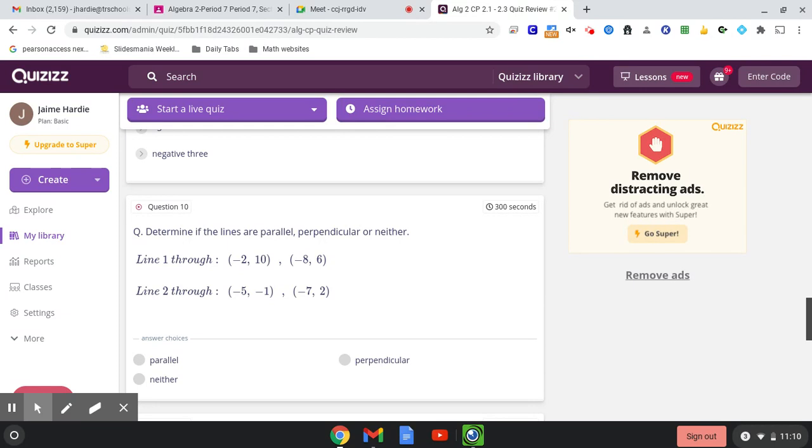Watch your signs. And then always reduce. So I was trying to write everything out. All right, I'll show you my answer and we'll compare.